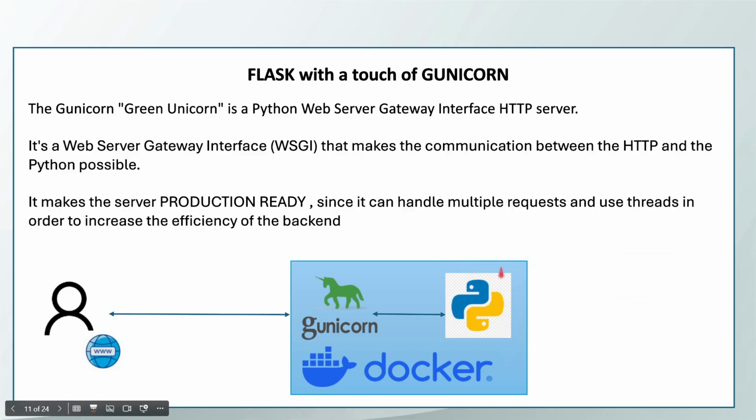So that's how you make a Python backend production ready, right? By having a web server gateway interface interacting with the user directly. And that's how you manage your resources on your Docker containers.